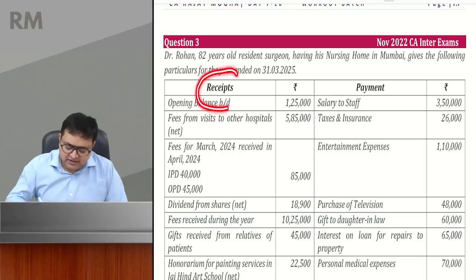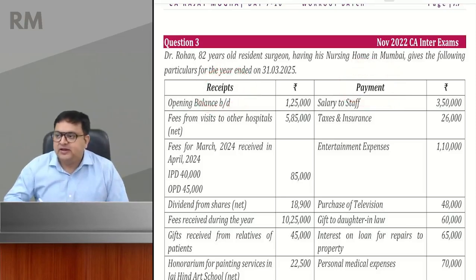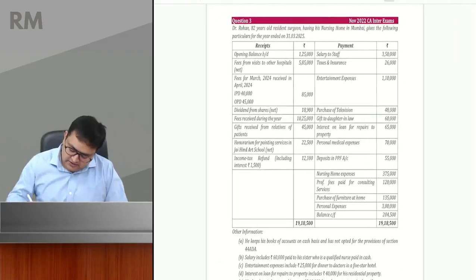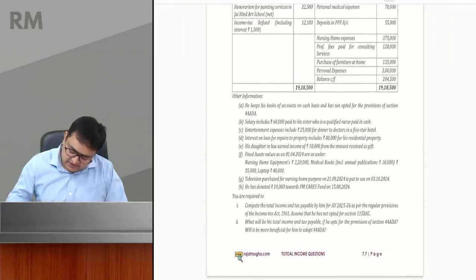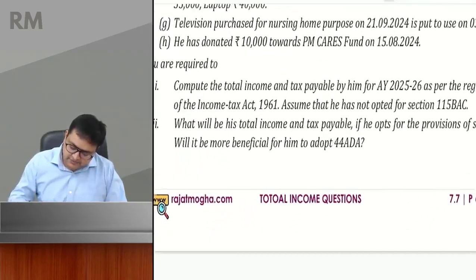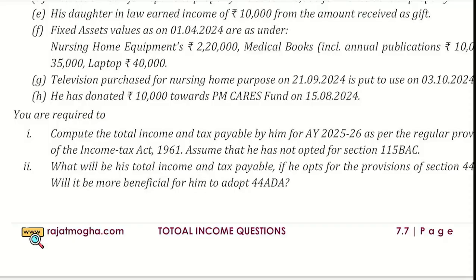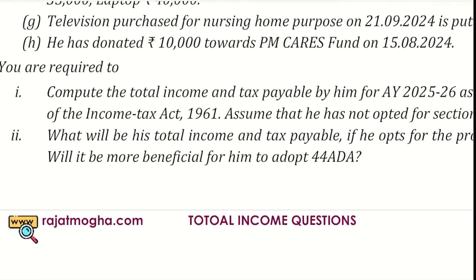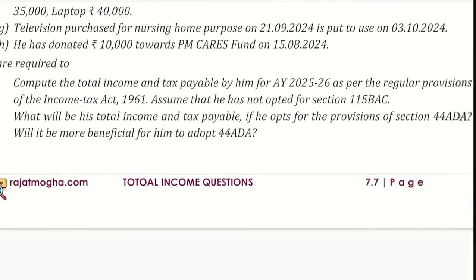He has given me the receipts and payment account. Okay, this is receipts, this is payment. What are we supposed to calculate? That is very important. I have not read the question; I am straight away coming to this point: what are we supposed to calculate? Compute the total income and tax payable by him for assessment year 25-26.